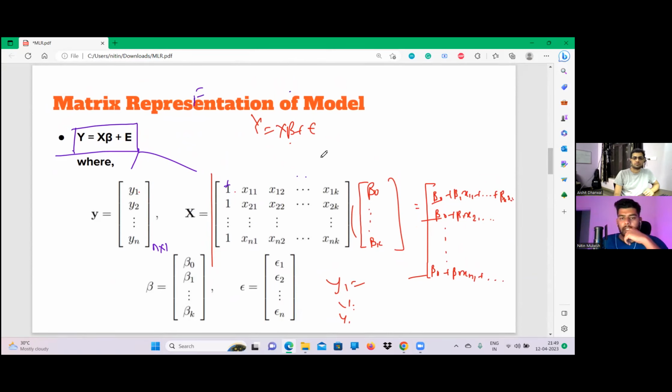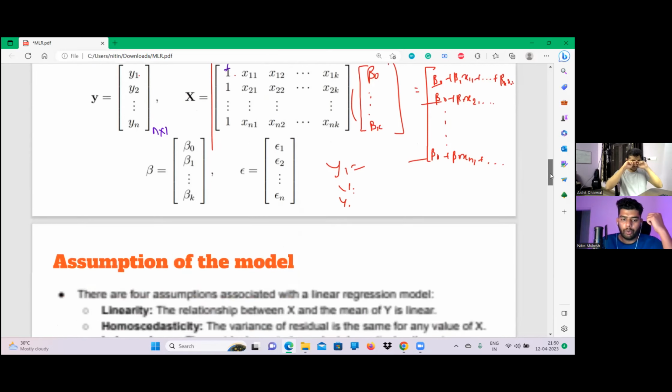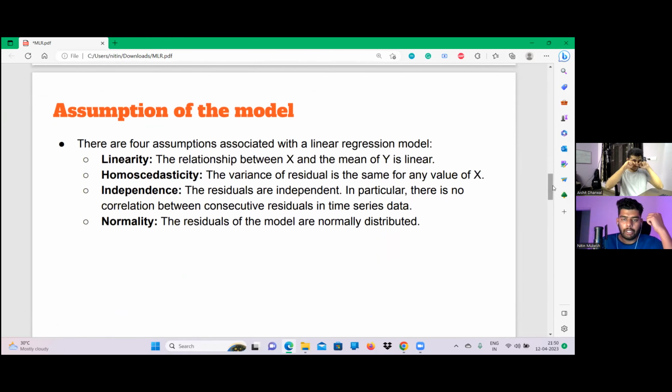Now one may ask, okay, this may be the representation of the model, then how are we going to estimate this beta if we represent it in matrix form? Later I will tell you how to estimate the beta, but first of all let's understand the assumptions.